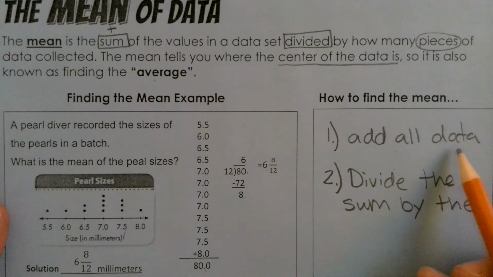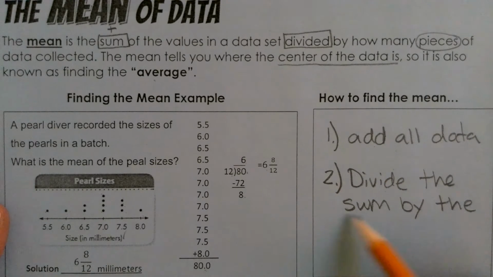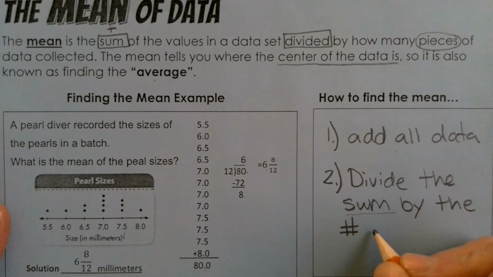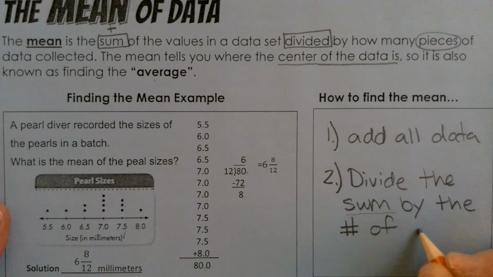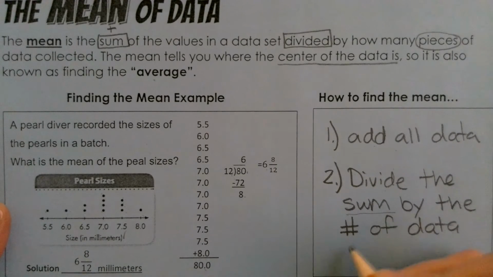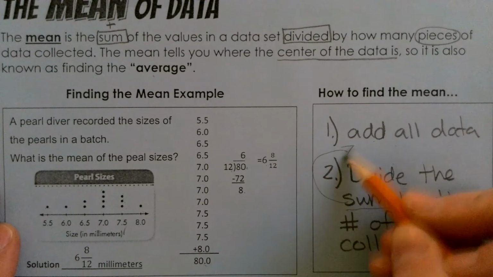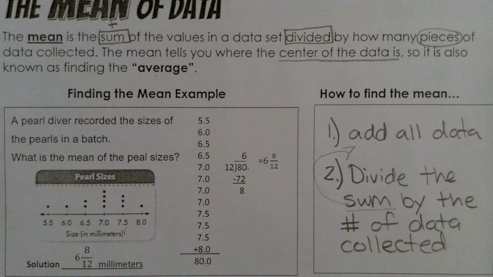All right, so add all data, divide the sum by the number of data. What if we say collected too? Number of pieces of data. Okay, so also remembering that's where my sum came from. Then that's it. That's our mean. So every single piece of data that we are analyzing, we can find the mean of just by adding them up and then dividing it by how many pieces of data there are.